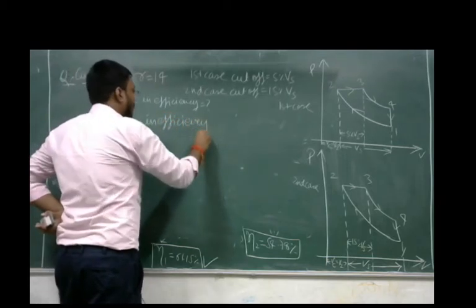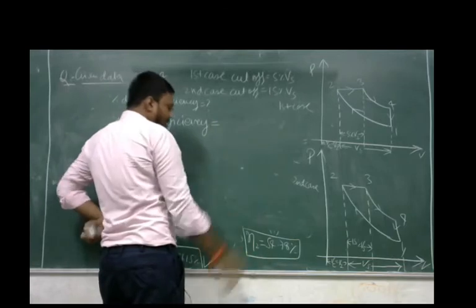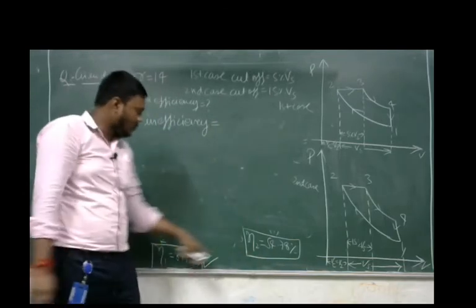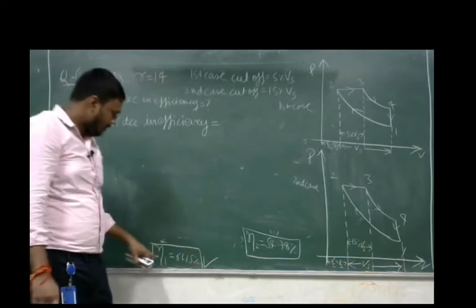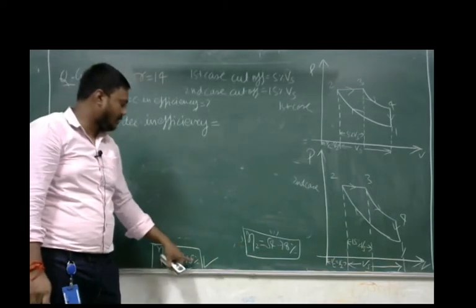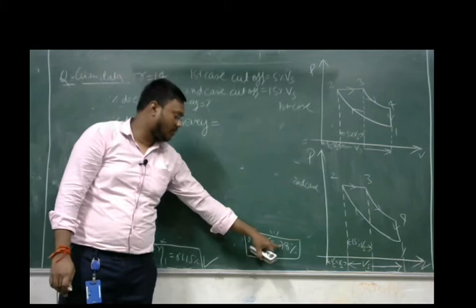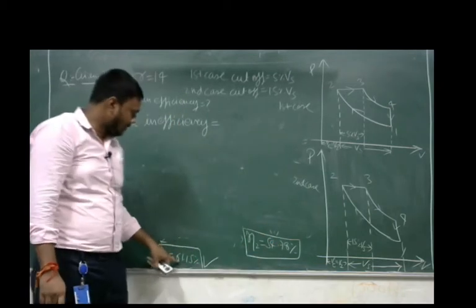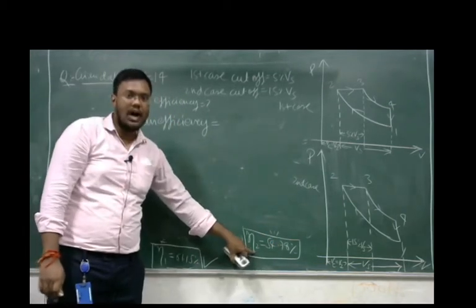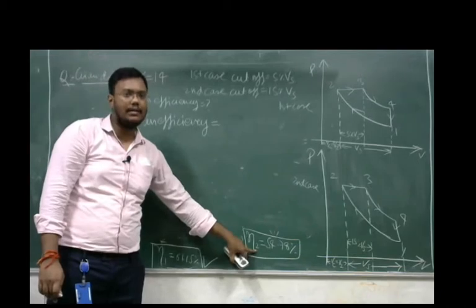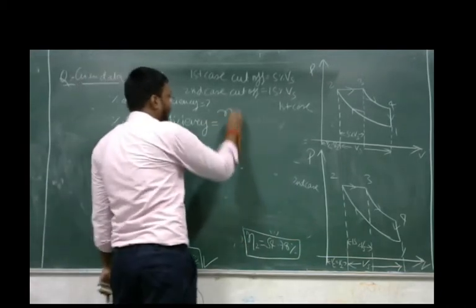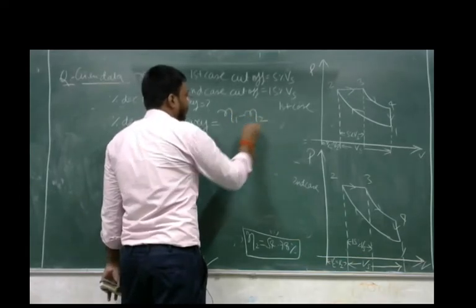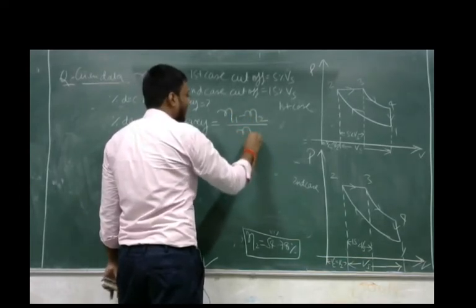So you know very well the formula. Decrease means from eta 1 to eta 2 the value is decreasing. You can see here eta 1 is 61.15%, but eta 2 is equal to 54.78%. So efficiency decreases here. We have to find by how much percent it decreases. So we can write the formula here: eta 1 minus eta 2 divided by eta 1 into 100.